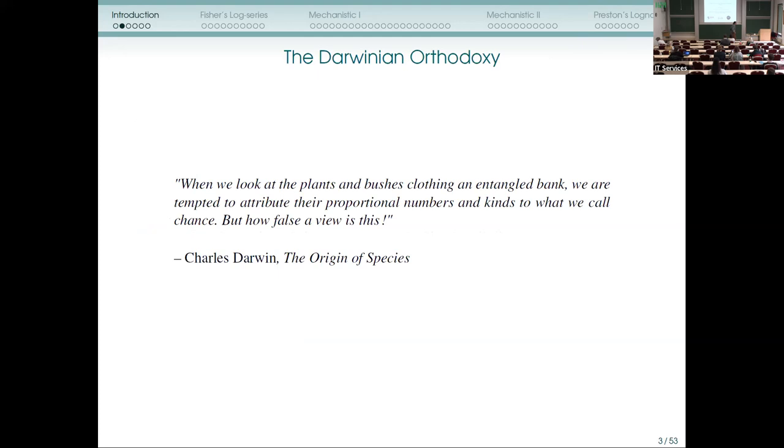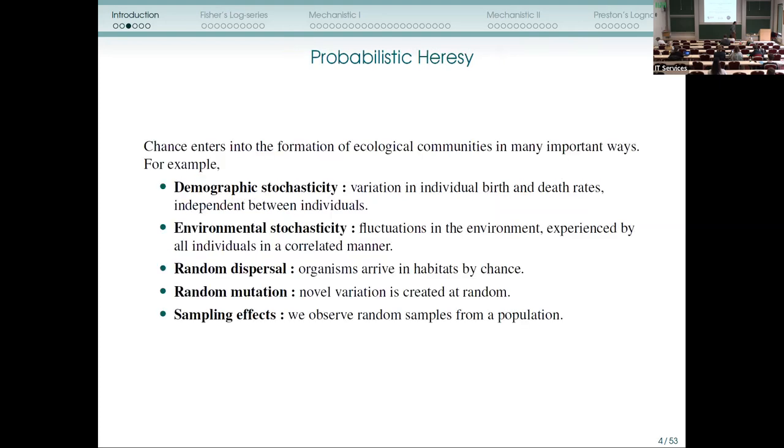I always love putting this quote up as the first thing whenever I talk about a mathematical problem. It goes right back to The Origin of Species by Charles Darwin, the famous entangled bank quote. "When we look at the plants and bushes clothing an entangled bank, we are tempted to attribute their proportional numbers and kinds to what we call chance. But how false a view of things this is." Well, I'm a probability theorist and a statistician. So if that's Darwin's orthodoxy, I'm very much a heretic.